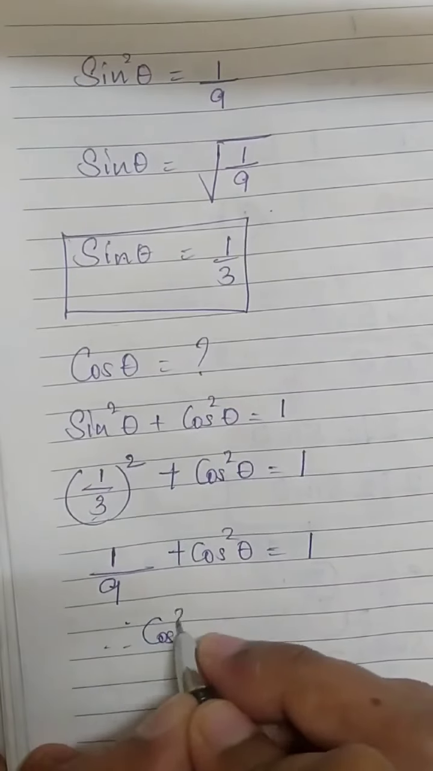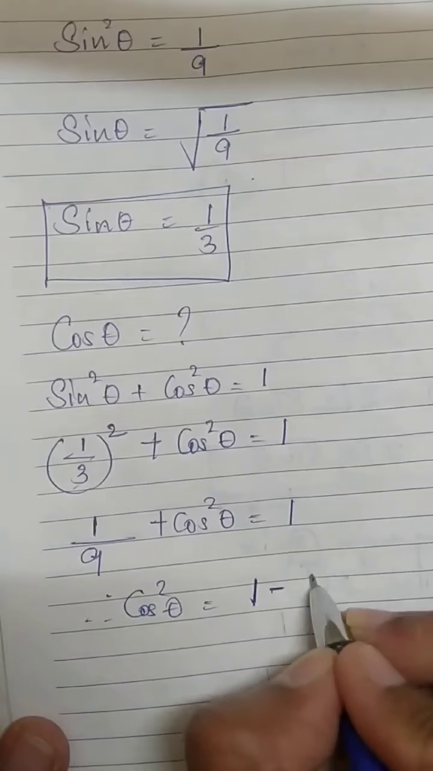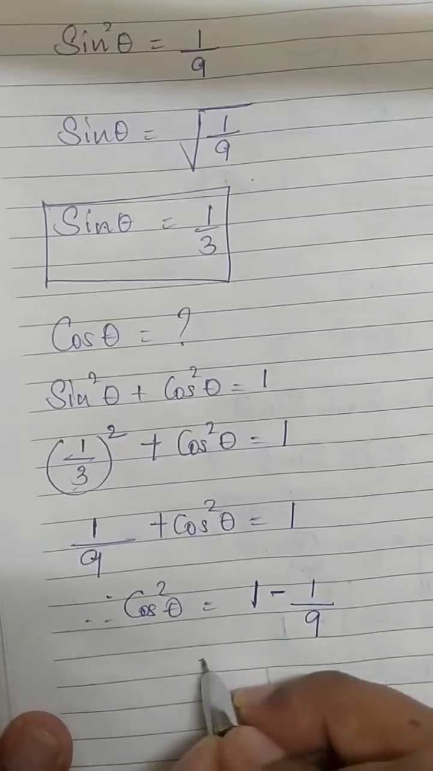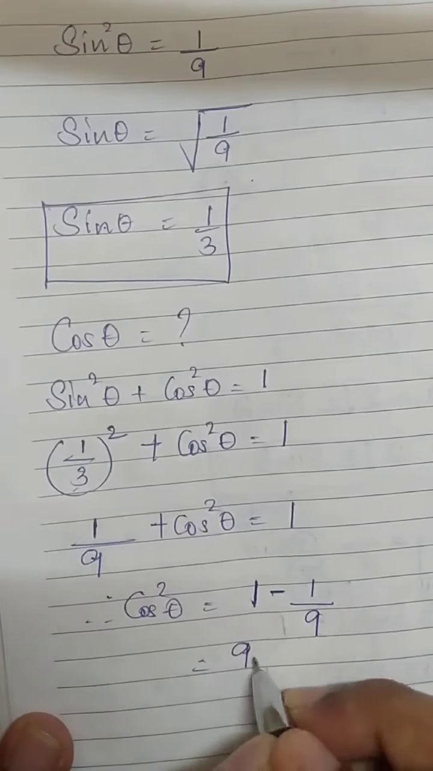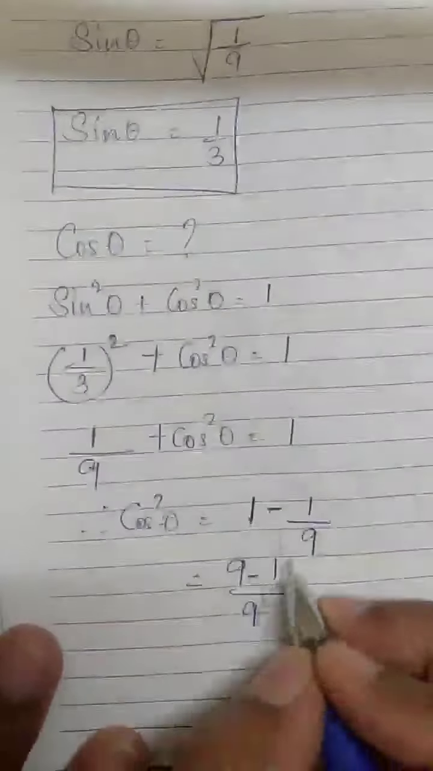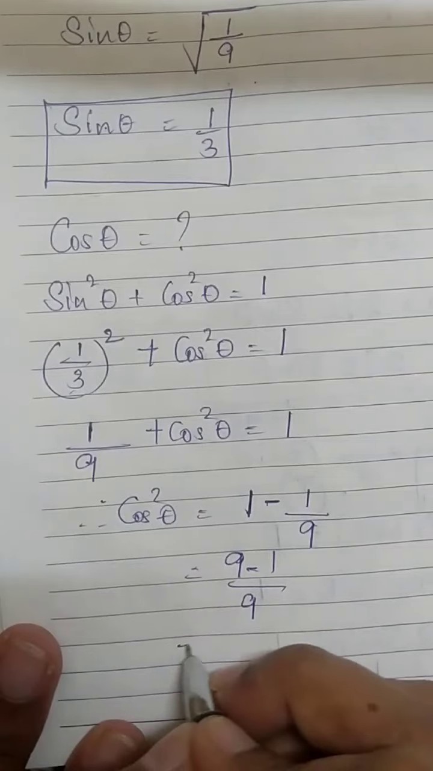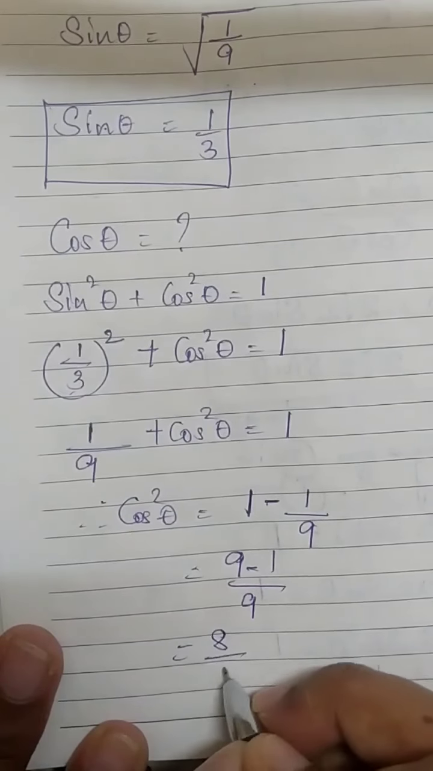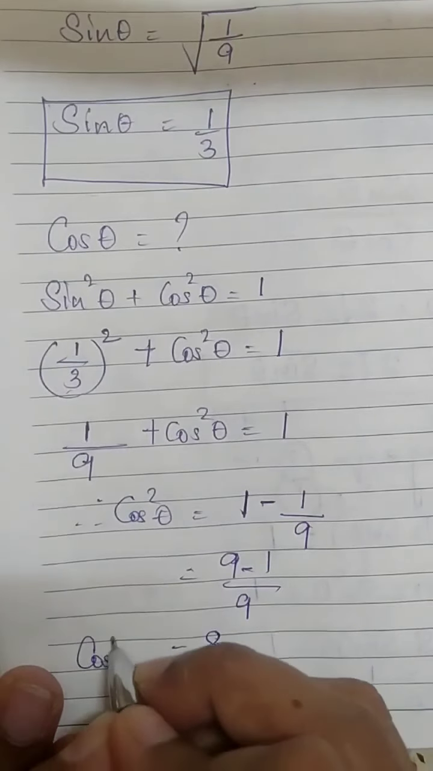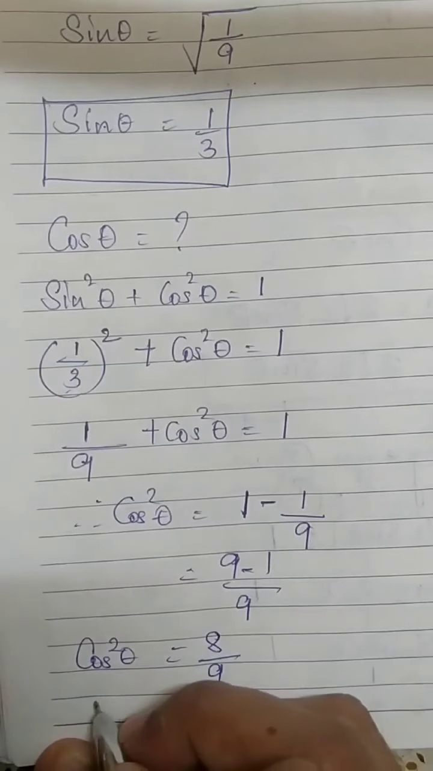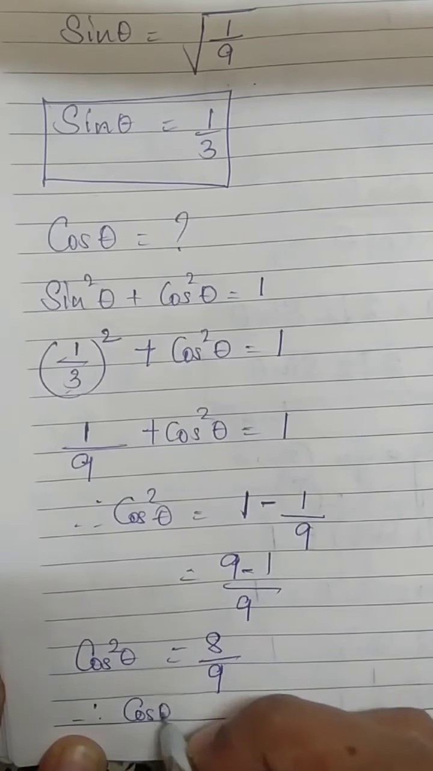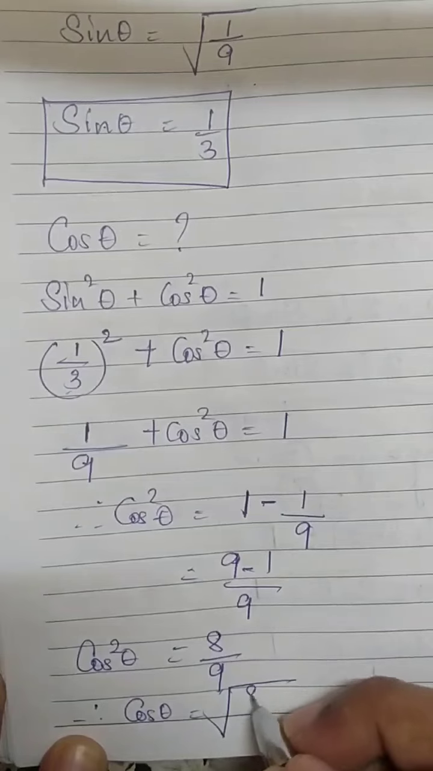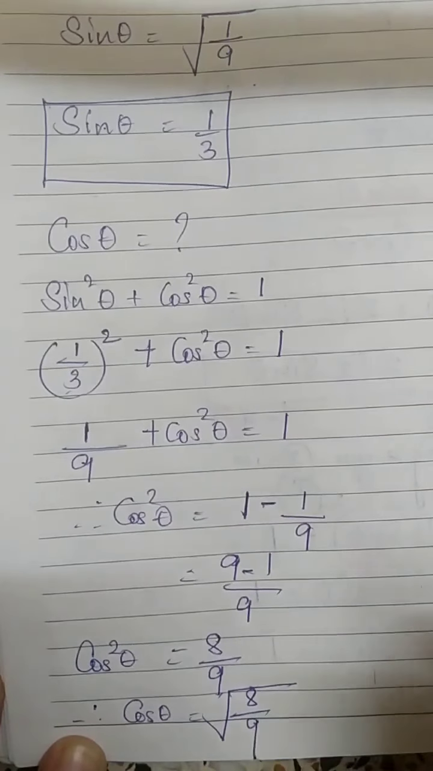Therefore cos square theta is equal to 1 minus 1 upon 9. Take this to the opposite side. 9 ones are 9, minus 1 upon 9. Cross multiplication I did. 9 minus 1 is 8 upon 9. So cos square theta is equal to 8 upon 9. Therefore cos theta will be square root of 8 upon 9. How will we get that?